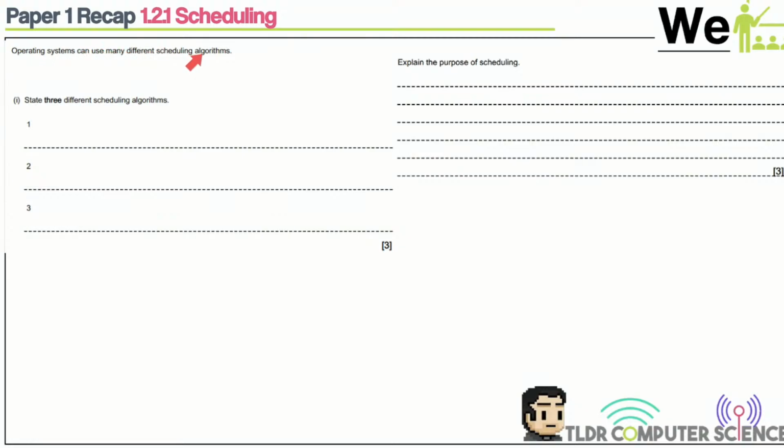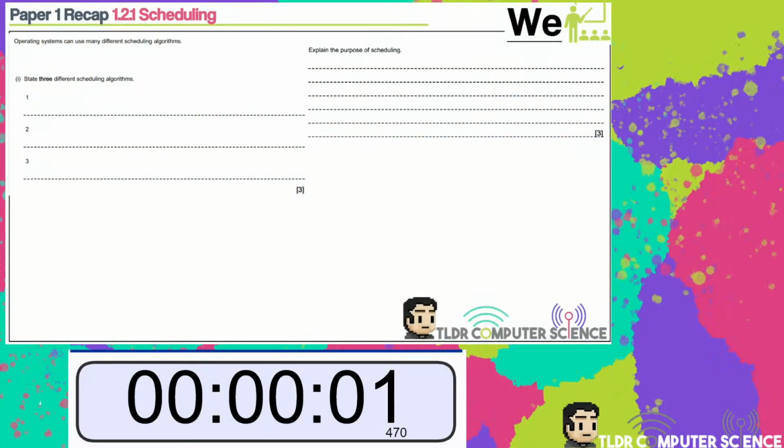Operating systems can have different scheduling algorithms. So first of all, what are three of the scheduling algorithms? Can we remember three? And then why do we use them? What's the purpose of a scheduling algorithm? Those are the two things we need to start thinking about. Why don't we just go for 3 minutes again, have a little think, and try to answer that question.